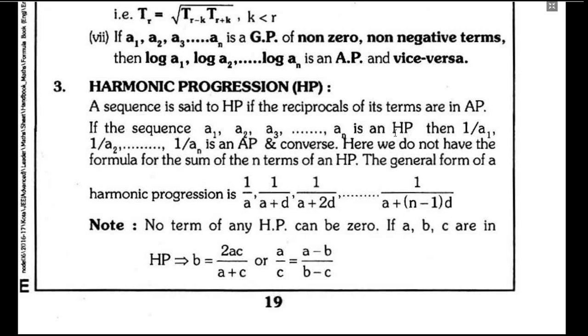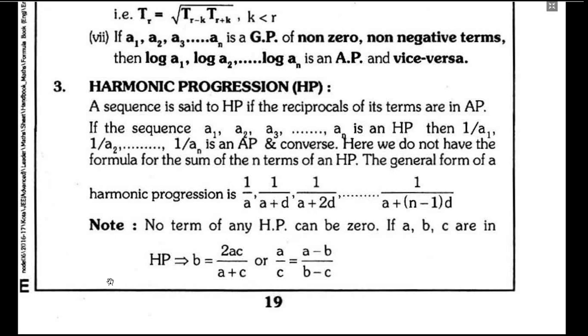If the sequence A1, A2, A3, up to AN is an HP, then 1 upon A1, 1 upon A2, 1 upon AN is an AP. And the converse is also true. Suppose A1, A2, A3, AN is an AP, then 1 upon A1, 1 upon A2, 1 upon AN is an HP. Similarly, if 1 upon A1, 1 upon A2, 1 upon AN is an AP, then A1, A2, A3 will be in HP. Means the reciprocal. Why? Because a sequence is said to be HP if the reciprocals of its terms are in AP.